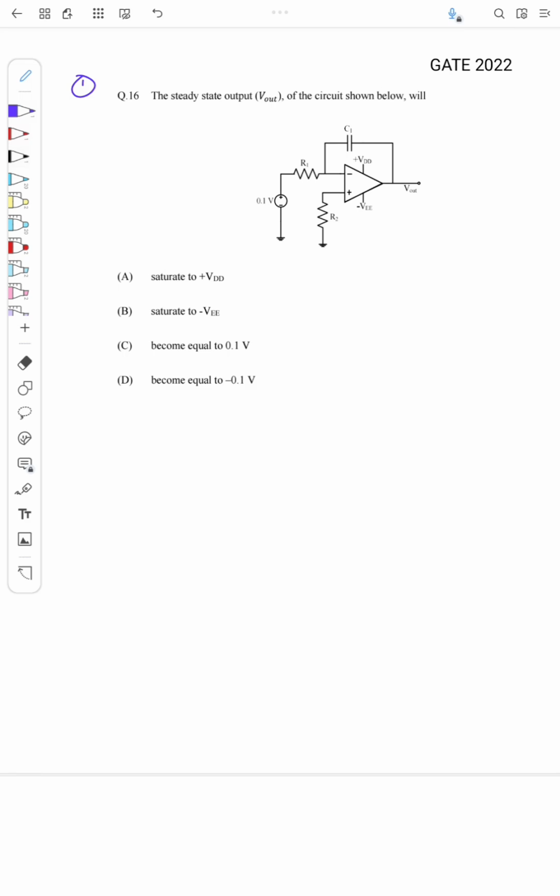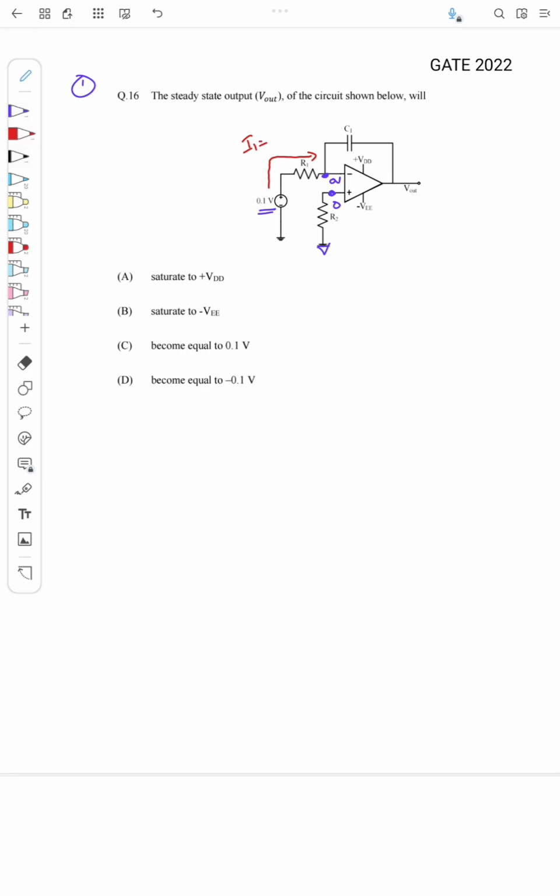So a 0.1 volt DC voltage is applied here, and considering this is an ideal op amp circuit, at the non-inverting terminal, through resistor R2, it is connected to ground, right? So this voltage is 0. So this is a virtual ground, so we can consider this as having 0 volt, right? So what is the current flowing? Current will be flowing like this, and this current we can call I1.